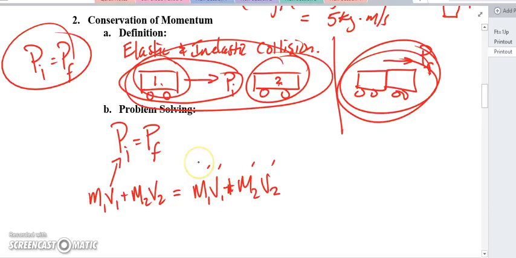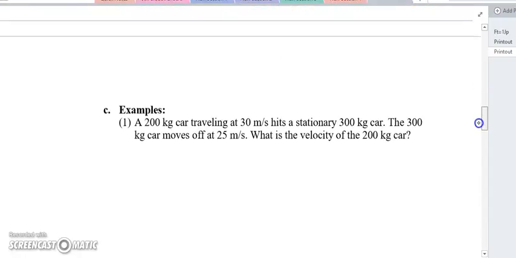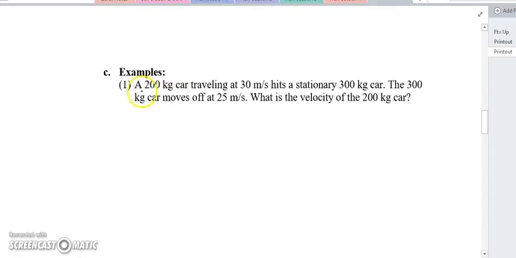Anytime you're doing problem solving here, you're working with the idea that all momentum is conserved. I shouldn't say assumption. It is conserved if you're not applying any sort of force of friction at all. So this example says you've got a stationary car that's struck by a 200 kilogram car traveling at 30 meters per second. The 300 kilogram car moves off at 25 meters per second. What is the velocity of the 200 kilogram car?